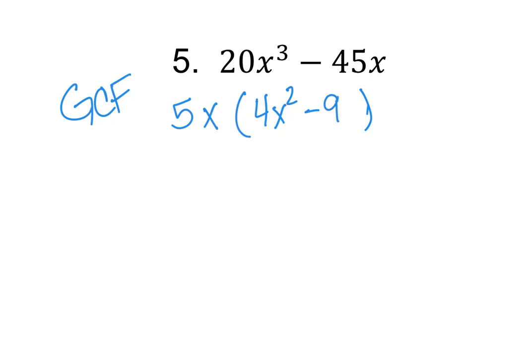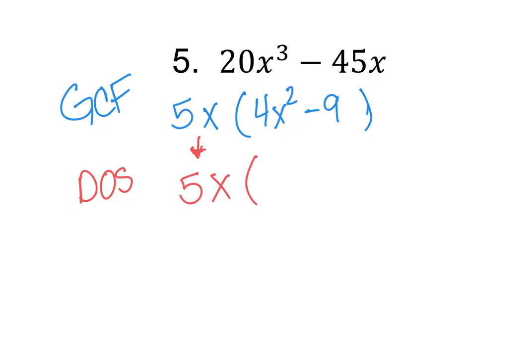Are we done factoring, or can we factor some more? The answer is we aren't done. We can factor some more, and we have difference of squares. We have 2 terms right there, so that is difference of squares. So let's bring that 5x down. We can't forget it.